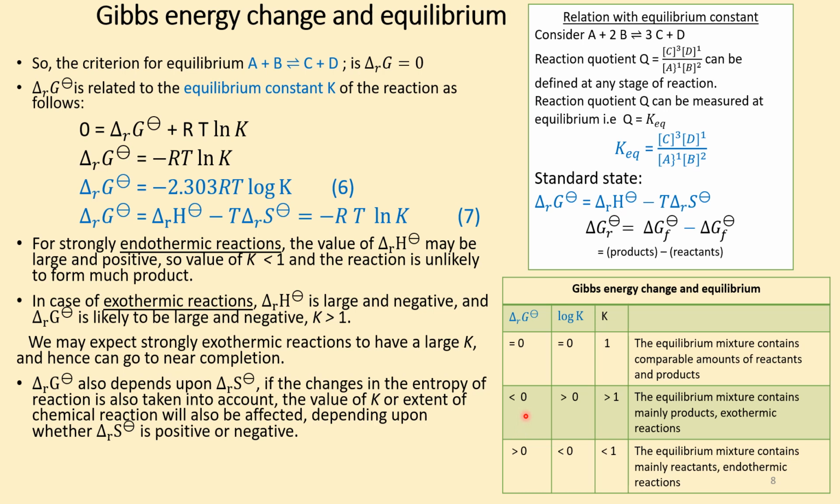If the value of ΔrG° is less than 0, then log K will be greater than 0. That means K will be greater than 1. In this case, the equilibrium mixture contains mainly products, as in exothermic reactions. In the third case, ΔrG° is greater than 0, then log K is less than 0 and the value of K is less than 1. The equilibrium mixture contains mainly reactants, as in endothermic reactions. Please pause this video and note down this table meticulously.